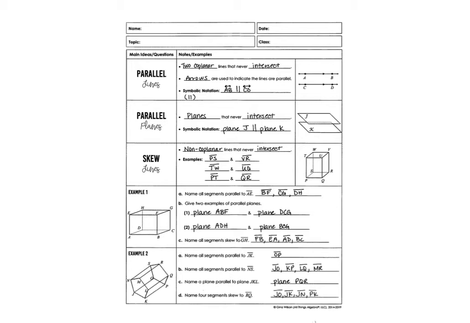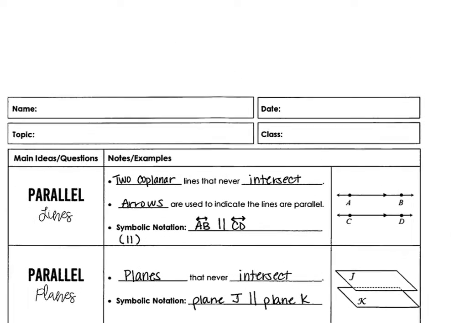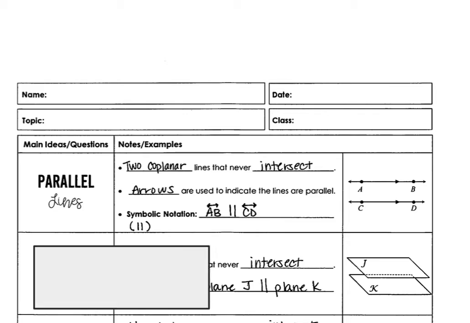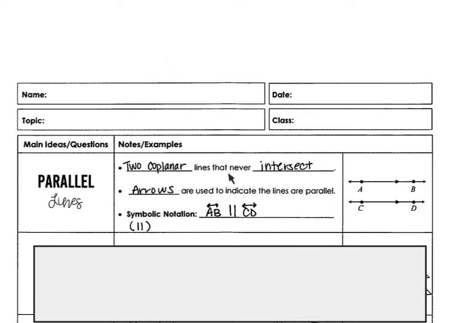Everyone, in this video we're going to go through the vocabulary and main topics for our next lesson, which kicks off with parallel lines, and it is chapter 3, kicking off chapter 3 in your book. All right, so parallel lines are two coplanar lines that never intersect. Arrows are used to indicate that the lines are parallel, so that just means that they go on forever.